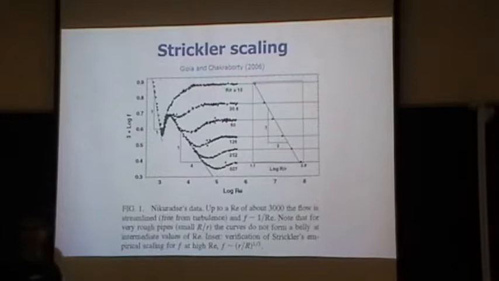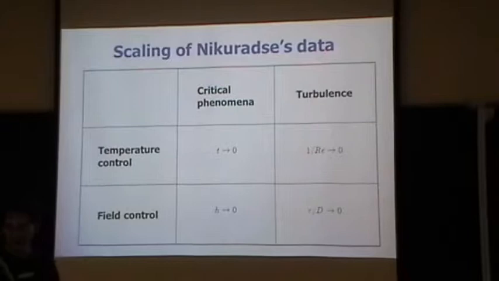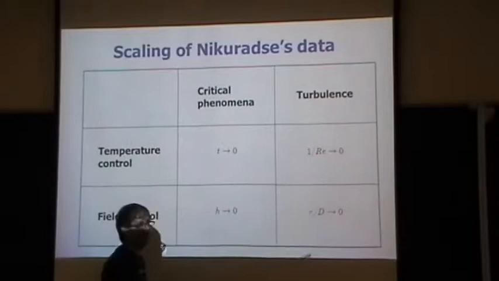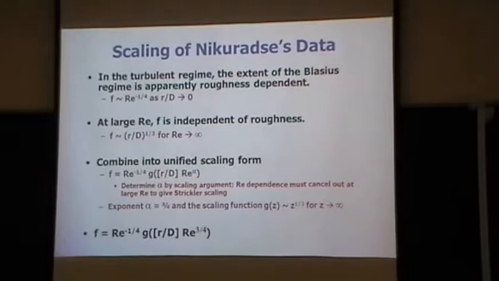So what we have now is two scaling limits. We have a temperature control and a field control in the magnetic case, and the analog of those in turbulence is the Reynolds number going to infinity and the roughness going to zero, being the analog of the external field going to zero. Now we can do the same kind of scaling that Widom did on magnetic systems, but we can do it now for the turbulent field.